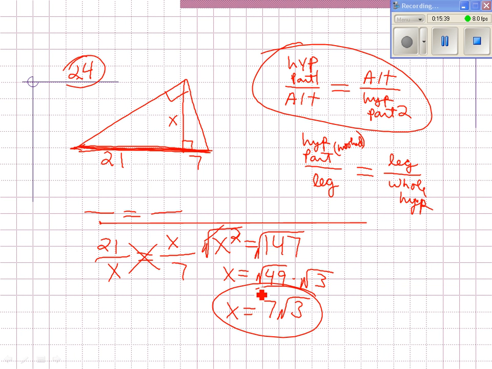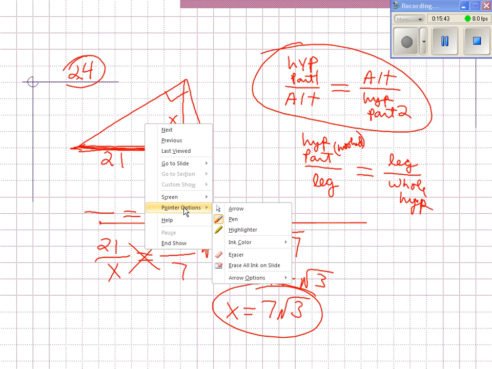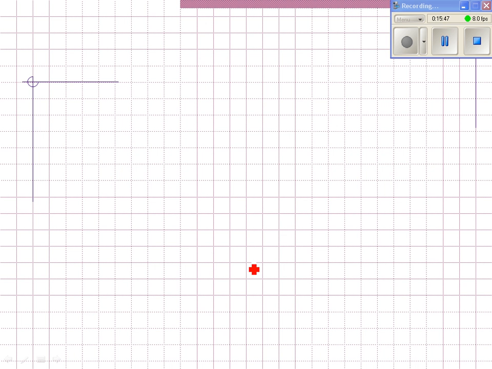Other questions? 28? Problem 28. These are the harder ones, and these are the ones that are going to be on your test when we actually take a test over this.